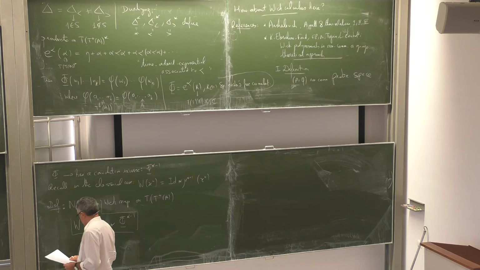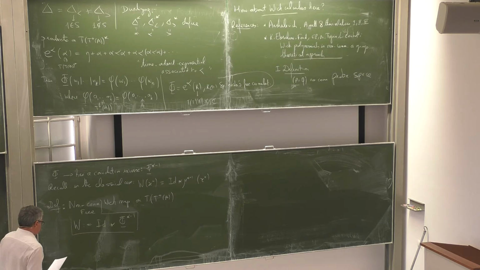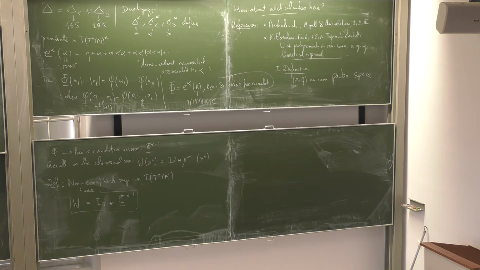So now the question is, okay, there's this formal definition of non-commutative Wick map, but can we use it? Maybe it's a program, but does it have the expected properties of the Wick map, the one we considered, especially in classical probability or quantum field theory? The answer is yes, and this is essentially what I'm going to explain.